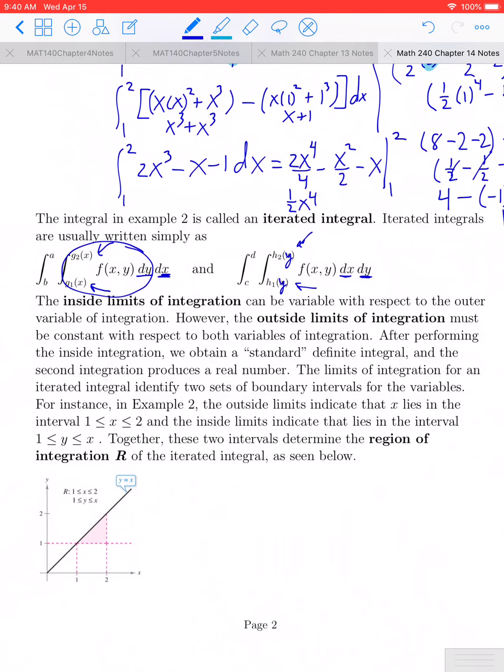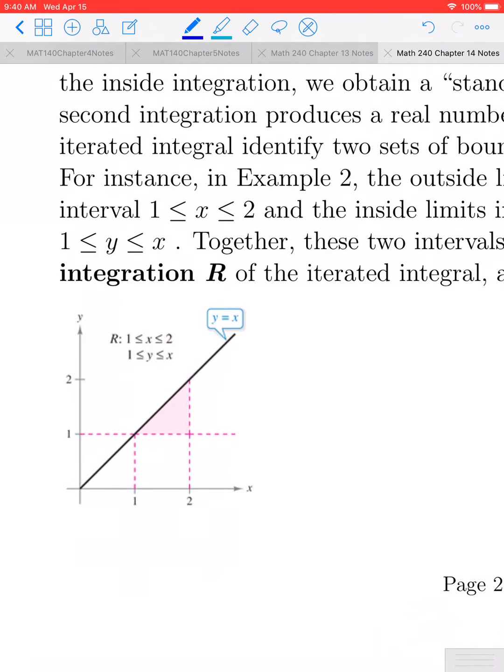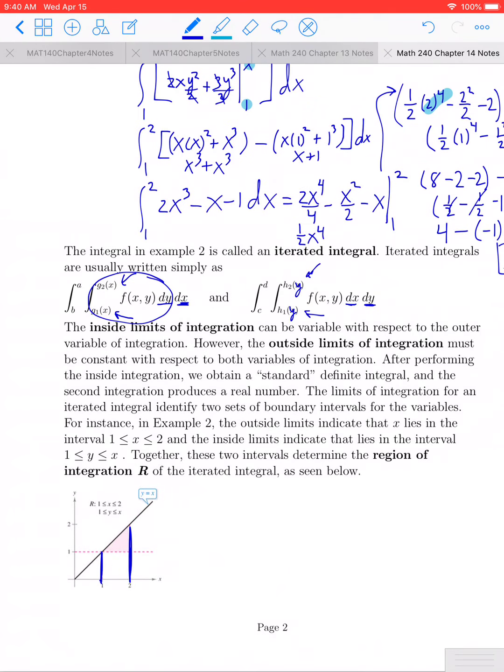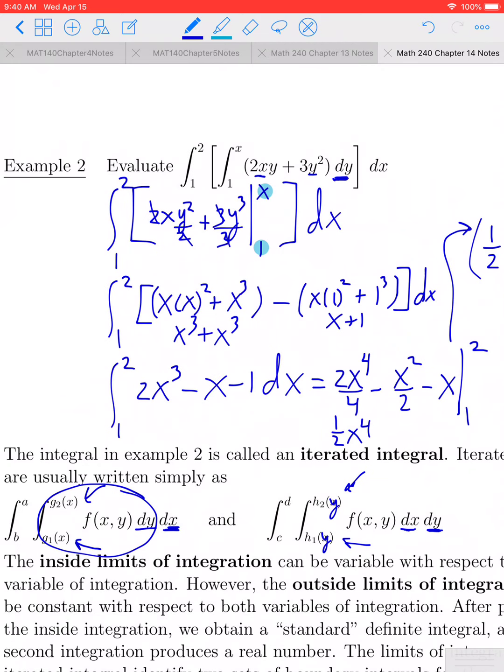We can also graph the region that's being discussed by these bounds. The outside limits indicate that x has to lie between 1 and 2. So if we look at our x bounds for that previous integral, x is going to go from 1 to 2, which would be from here to here. In addition to that, we also know that y has to lie between 1 and x. Okay. So when we integrate with respect to y, it's between 1 and x.